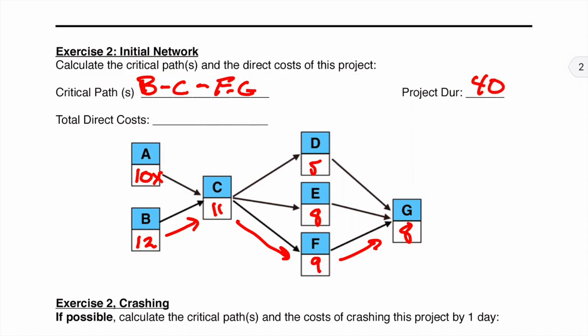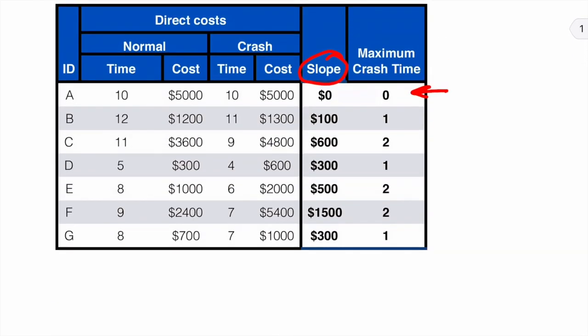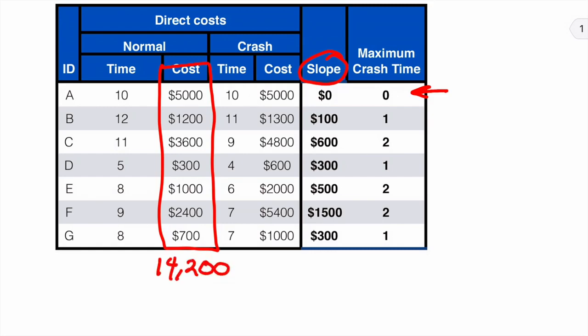Our total direct costs, we're going to get that by going back up here and adding up all these values here, because we want to know what it is prior to any crashing. And if we add those up, we'll find it's 14,200.